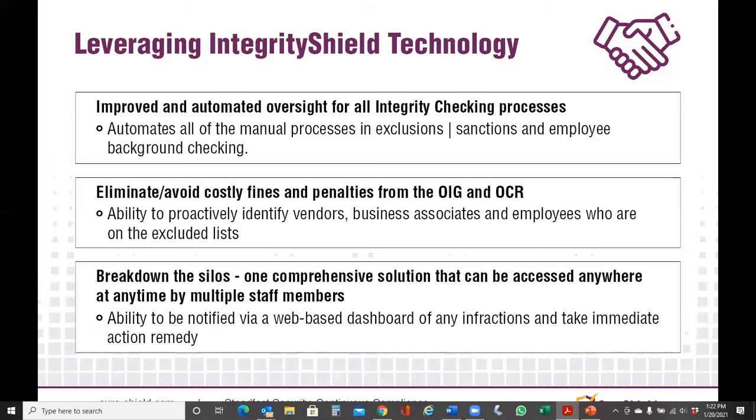And then it also, within here, allows you to break down the silos. It has workflow built into it that allows you to push out different areas of work to different groups within your facility if you so choose. So if you wanted to have, let's say, the supply chain doing the vendor checks and the physician offices doing the physician provider checks and someone else doing the overall employee checks, you have the ability to set it up in that fashion while still having your full comprehensive oversight in view of that.